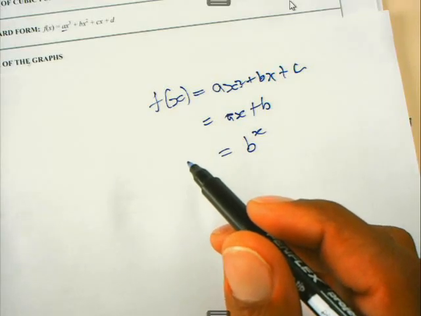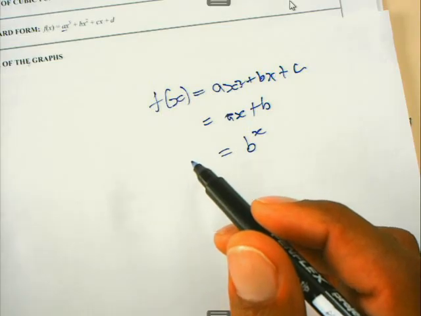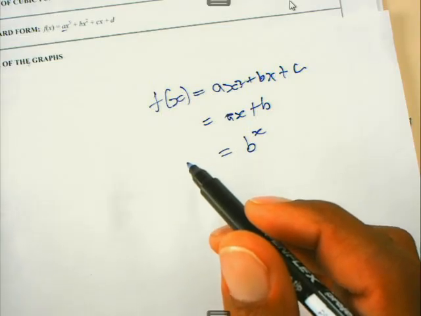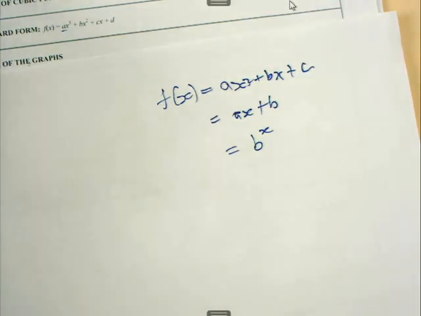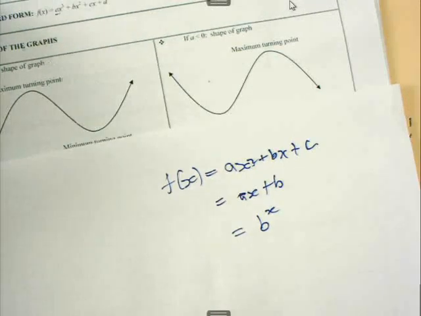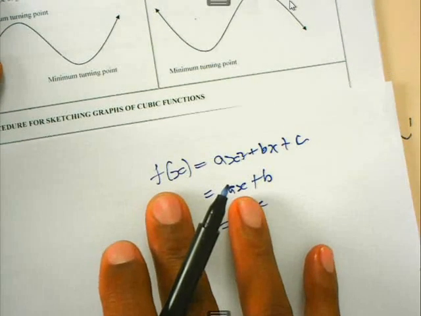If a is greater than 0, then of course the function will increase first, and then we're going to start with the maximum turning point, which is very, very important. Right, I think that is the first thing that you must look at right now. The second one now is the procedure for sketching the graph of cubic functions.